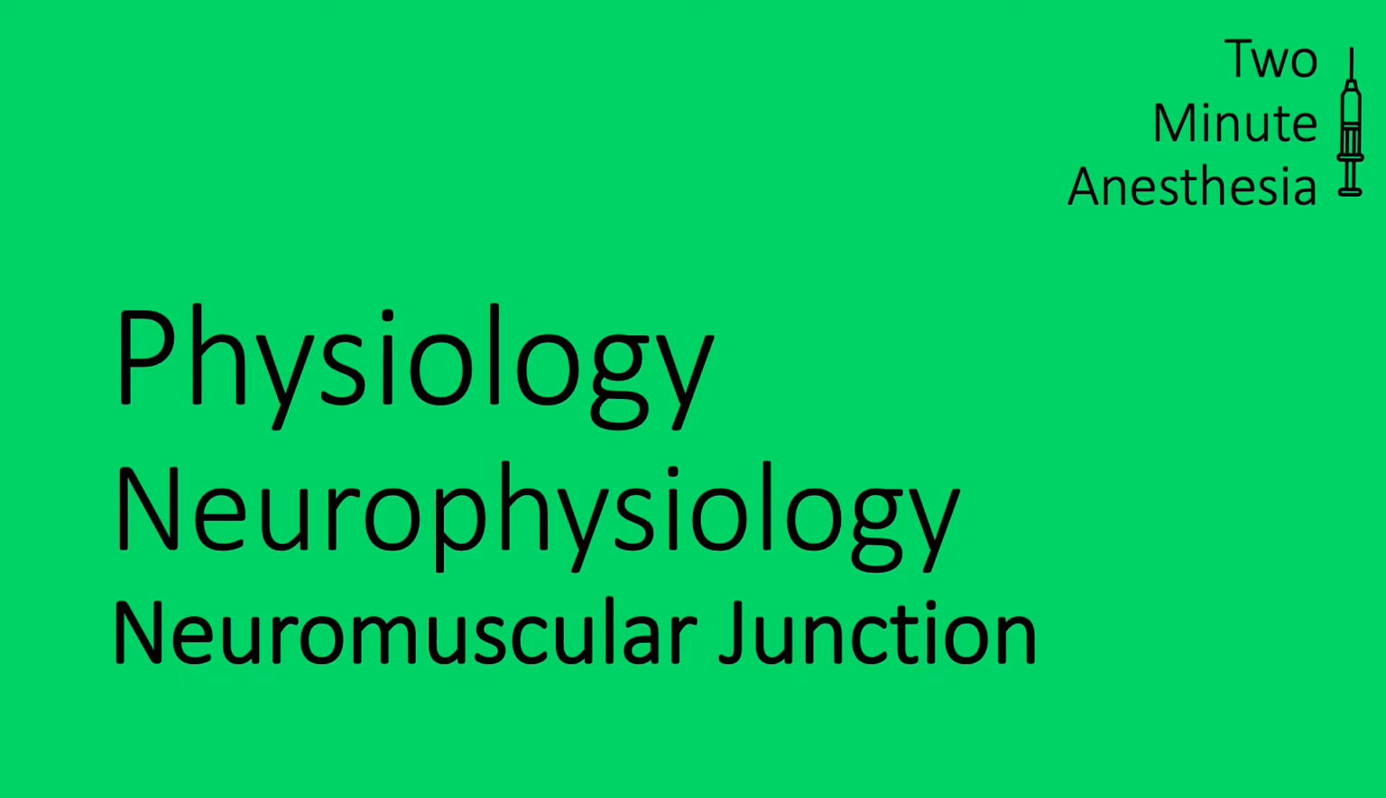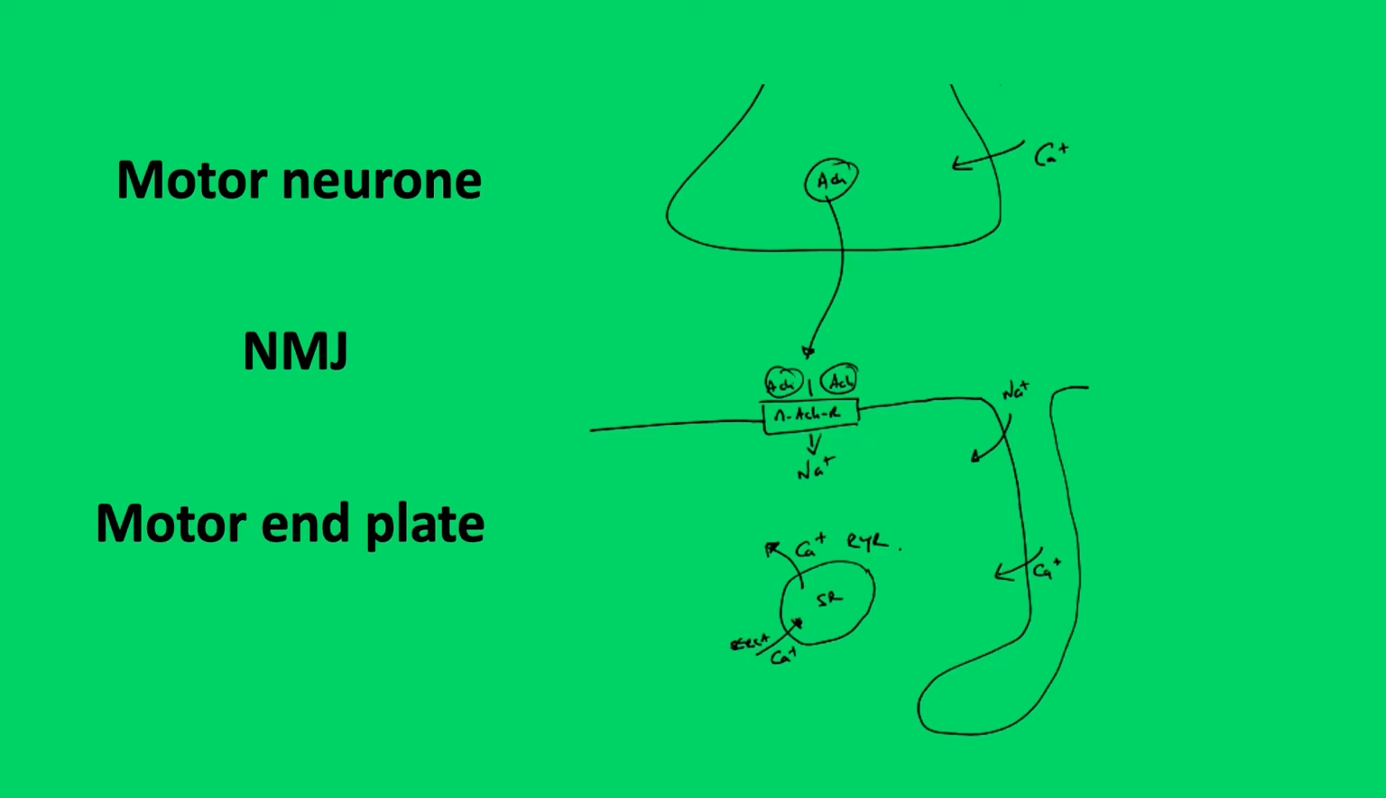2-minute anesthesia, physiology, neurophysiology, the neuromuscular junction. The neuromuscular junction is a site of communication between the motor nerve axons and the muscle fibers. The motor end plate forms the postsynaptic part of the neuromuscular junction.